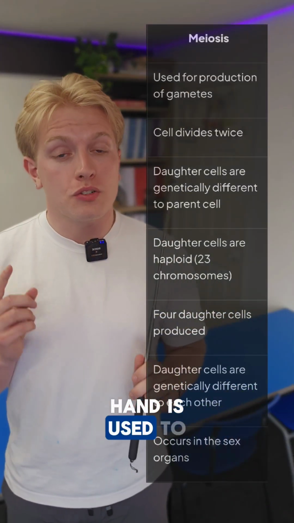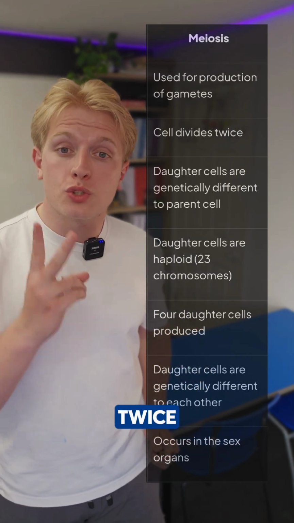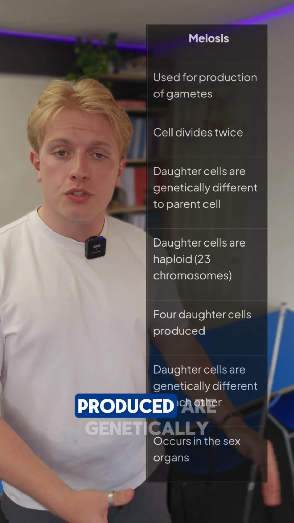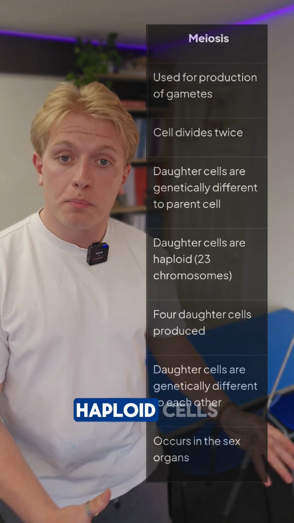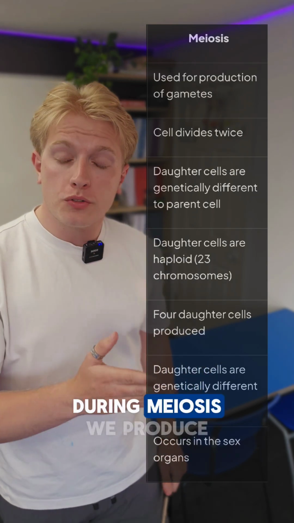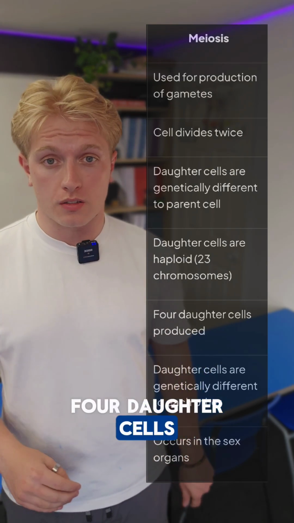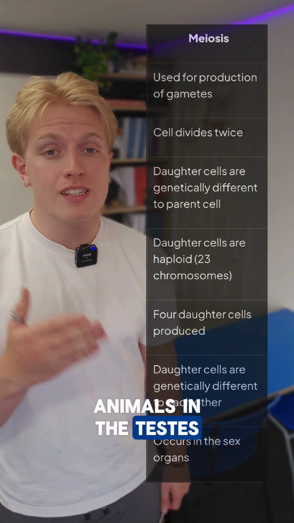Meiosis, on the other hand, is used to produce gametes, which are sex cells. In meiosis, the cell divides twice. Each of those gametes produced are genetically different from each other and from the parent cell. They are haploid cells. That means they contain half of the full set of DNA. During meiosis, we produce 4 daughter cells, and meiosis happens in those reproductive organs. If we're talking about animals, in the testes or ovaries.